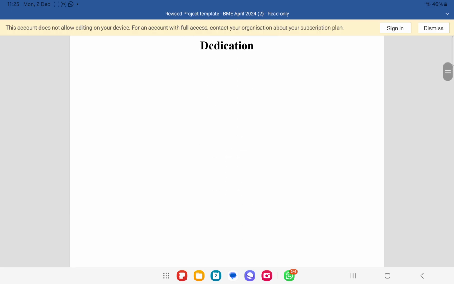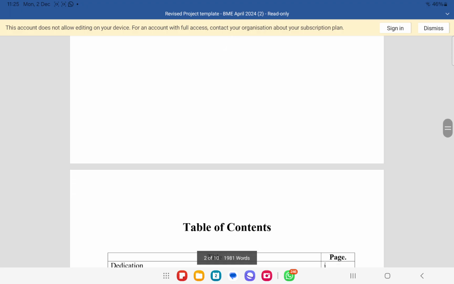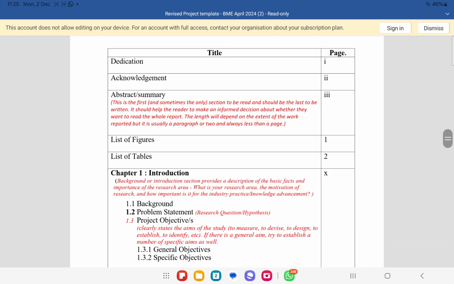Okay, now the dedication, acknowledgement, abstract, and the table of contents sections. These sections no need to touch at this stage, because you are going to continue the project during the next semester as well. So these things can be filled during the next semester. All right, so there is no need to worry about these particular sections.